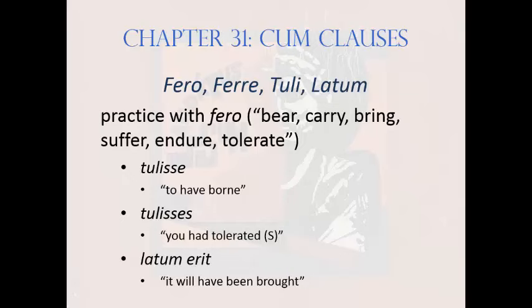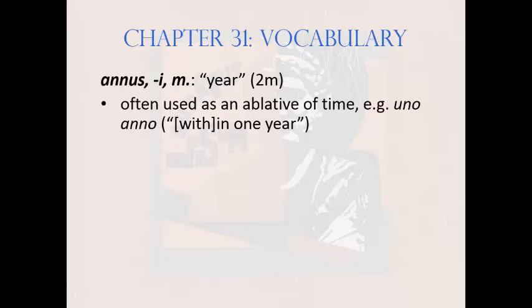But what will have been brought to you? The vocabulary, of course. The first word is annus, anni, masculine, meaning year. It's a second declension masculine noun, often used in the ablative of time. For instance, uno anno, meaning in or within one year.